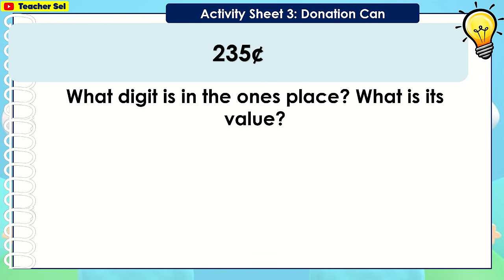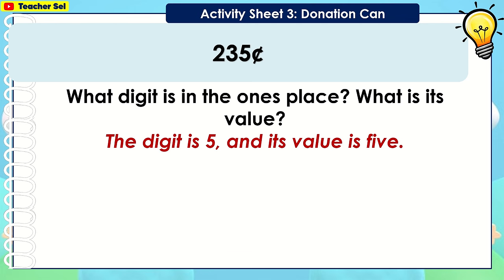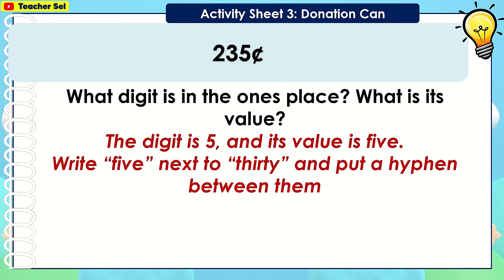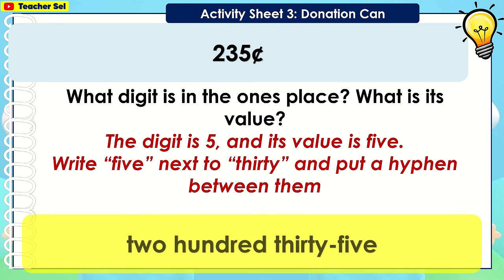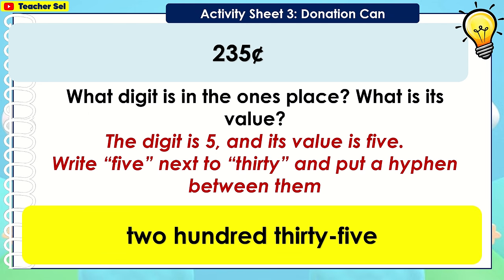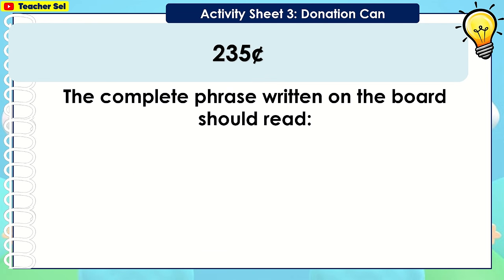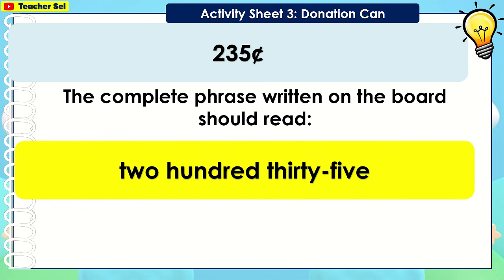What digit is in the ones place? What is its value? The digit is 5 and its value is 5. Write 5 next to 30 and put a hyphen between them. It goes like this, 235. The complete phrase written on the board should read 235.